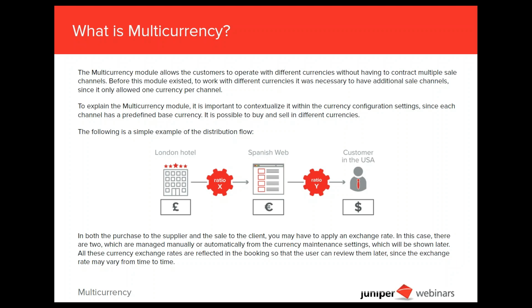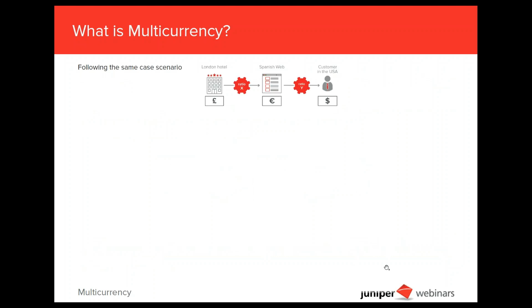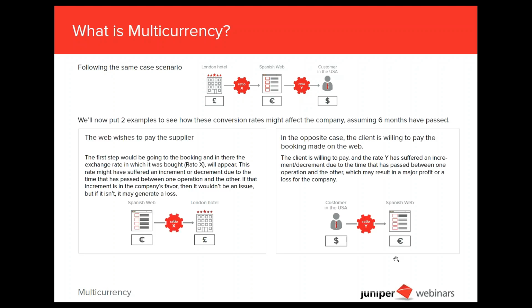All these currency exchange rates are reflected in the booking, so the user can review them later, since the exchange rate may vary from time to time. So following that same case scenario, why does it interest us to show the different conversion rates 6 months later, for instance? And that's because of these two examples. If the website or the Juniper client wishes to pay the supplier, the first step will be going to the booking, and in there, the exchange rate at which it was bought will appear.